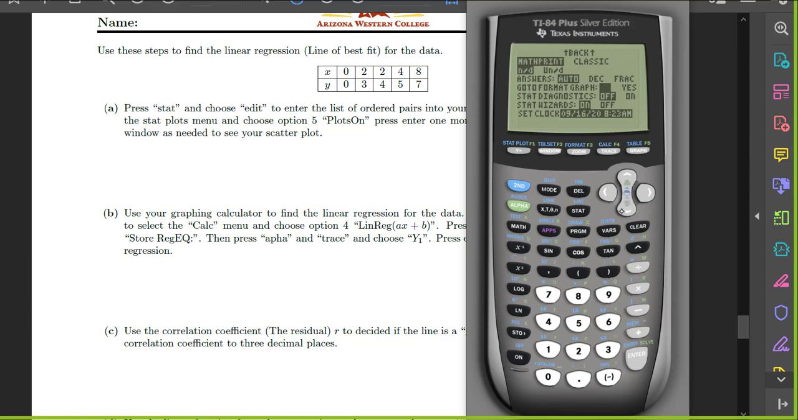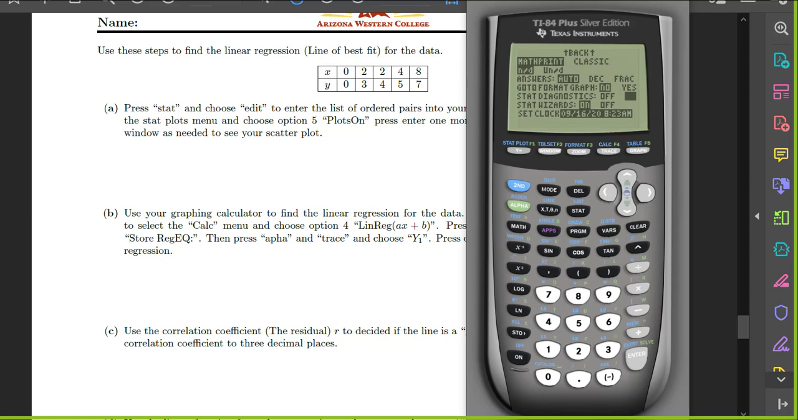We're going to go down to the line that says stacked diagnostic. If the r and the r squared are not showing up, it is set to off. Use your right arrow, go over to on, and press enter. And that will turn your statistical diagnostics on.